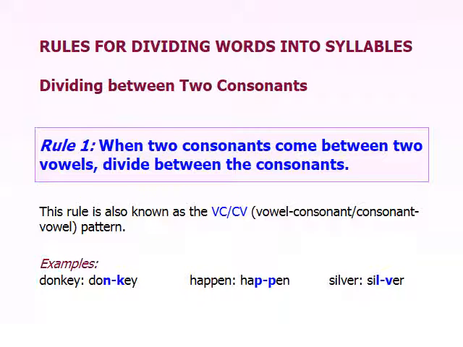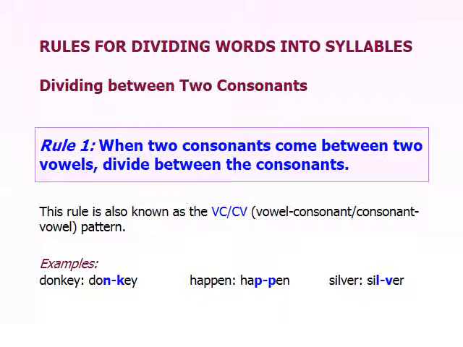Alright, so let's look at the rules for dividing between 2 consonants. The first rule is when 2 consonants come between 2 vowels, divide between the consonants. This rule is known as VCCV. It's really useful if you memorize that one. Basically what VCCV means is that when you have a vowel, consonant, consonant, vowel, you divide the syllable between the 2 consonants.